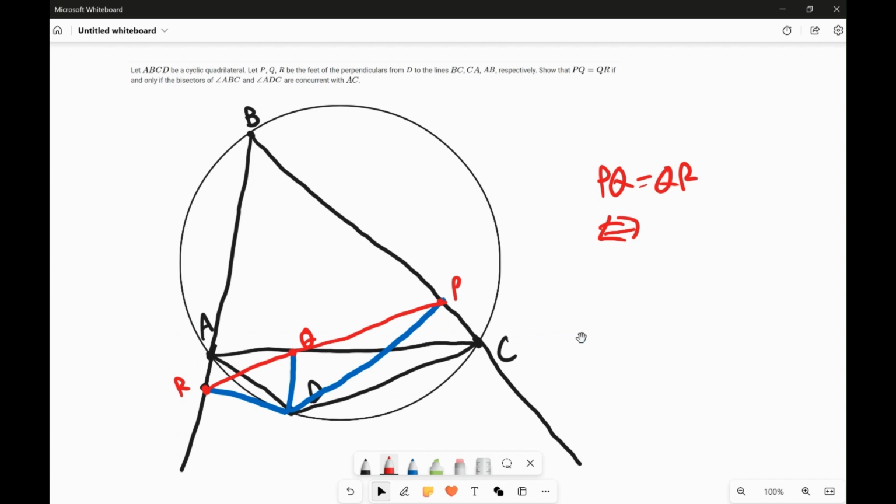So what makes this problem very suitable for complex numbers? Well, we have all of these points on a circle, and we have feet of the altitudes, so we might as well just set this circumcircle to be the unit circle. So I'll just go ahead and let that be O.